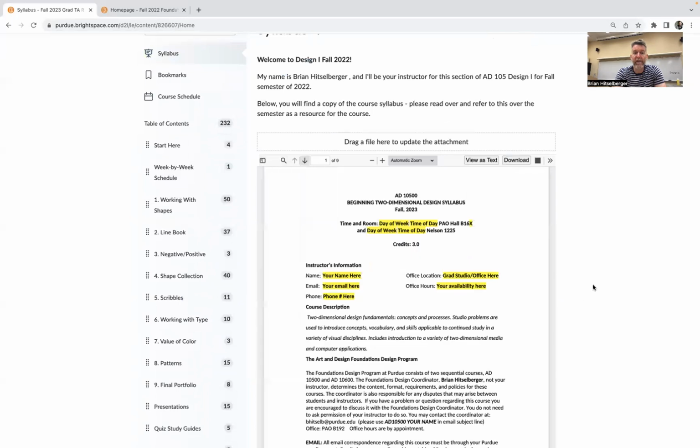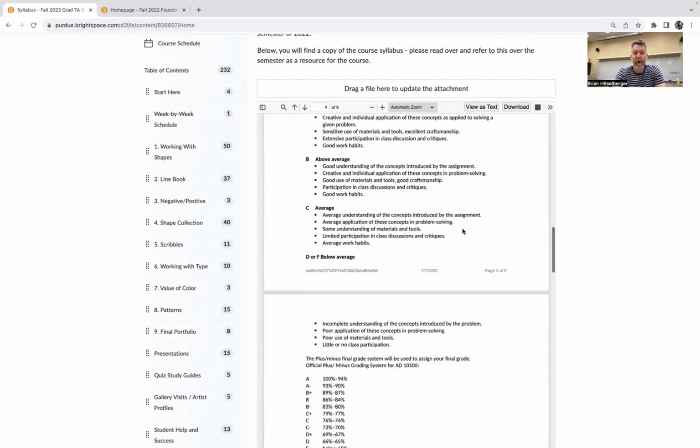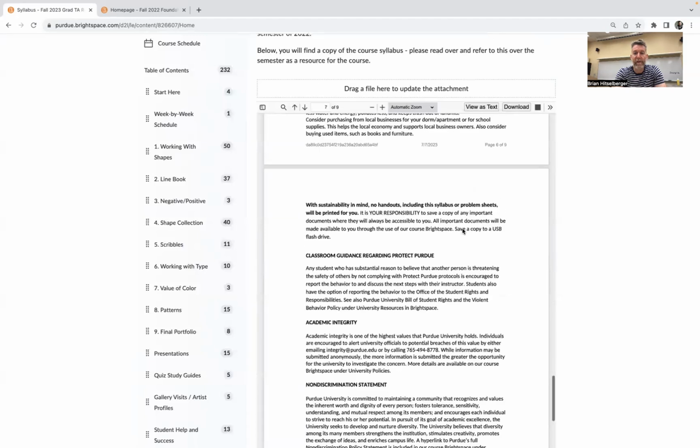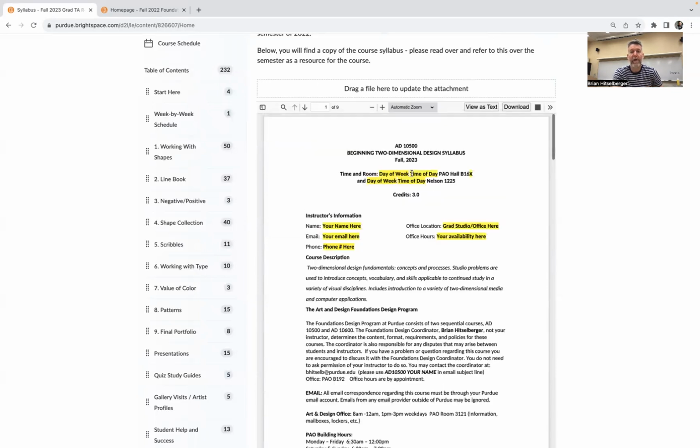I've prepared a syllabus that is essentially a shell. All the information that needs to be there and that is on everybody's syllabus is present. But these areas that are in yellow, this is what you need to update for yourself.